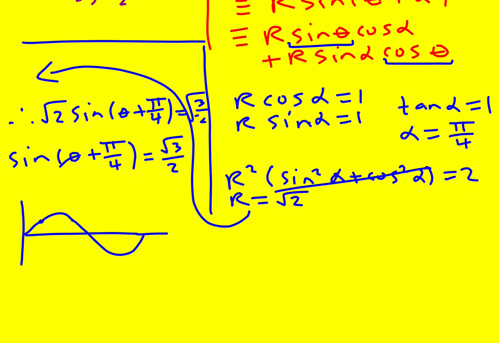Okay, and this is a number that you should be familiar with. So sine 30 degrees is a half, and sine 60 degrees is root 3 over 2, or equivalently sine pi over 3 is root 3 over 2. And therefore theta plus pi over 4 will equal pi over 3. That's here, or it'll be 2 pi over 3 due to symmetry.